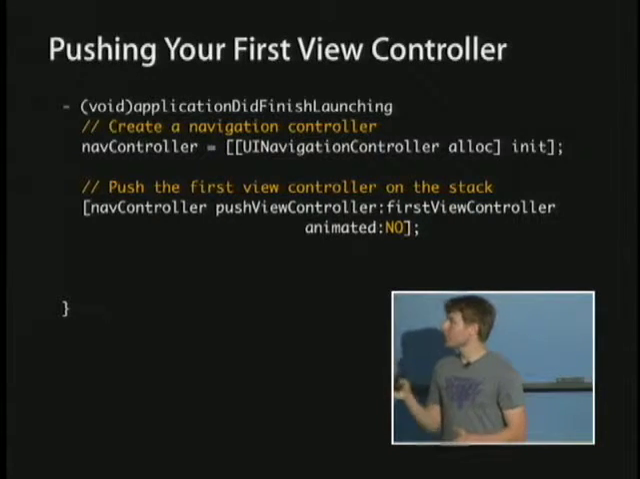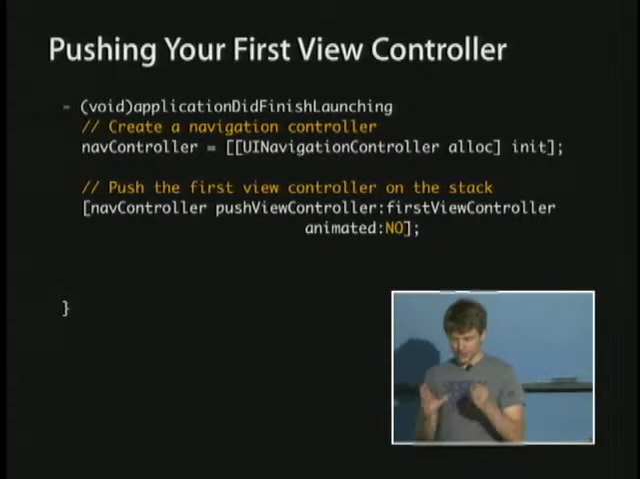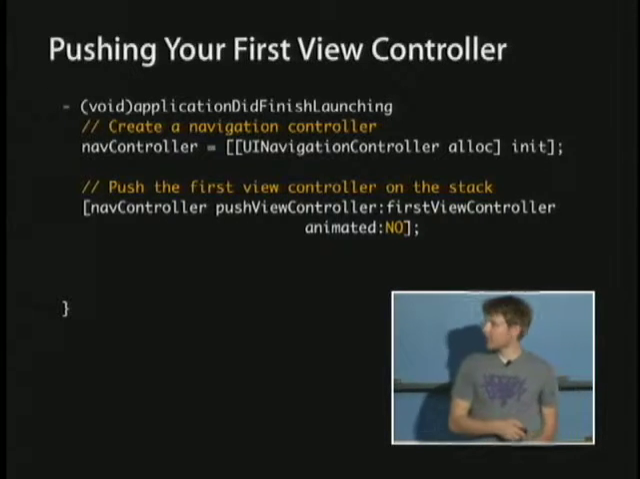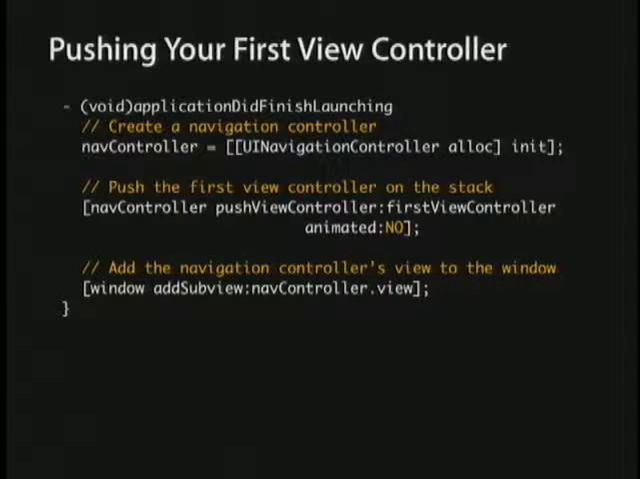And for the first one, we're probably going to push it without animation, because when you launch your app, your user should just be where they're starting, if that makes sense. The other important thing is adding the navigation controller's view to the window. This last line of code is what causes the nav controller's view, which is a composite view that includes the nav bar at the top and the container for the top view controller, to display on the screen.